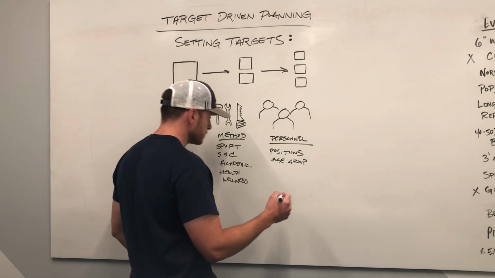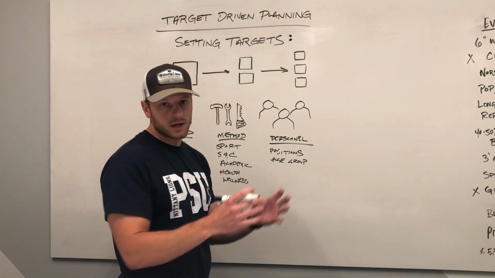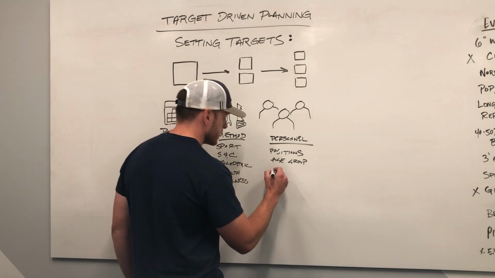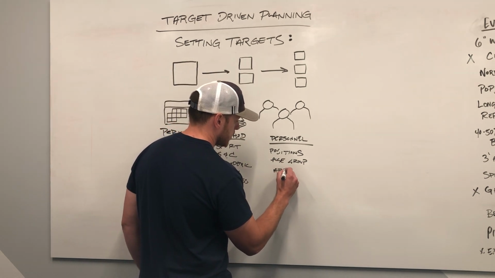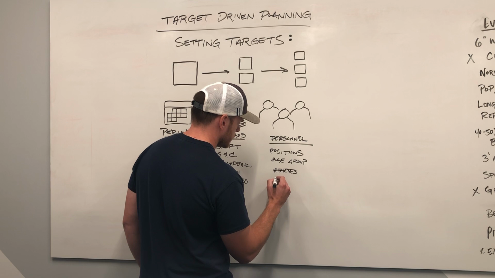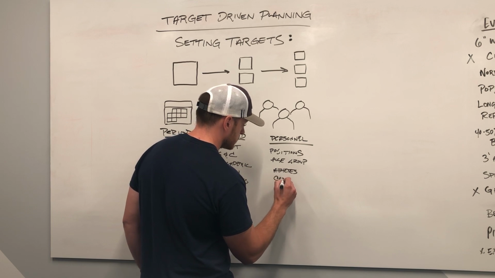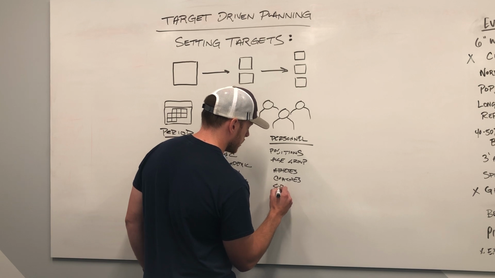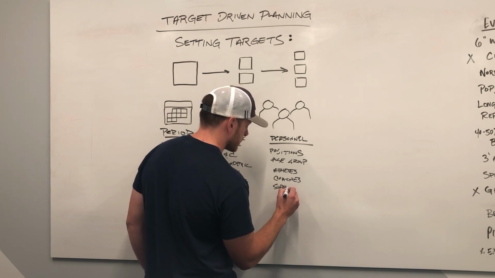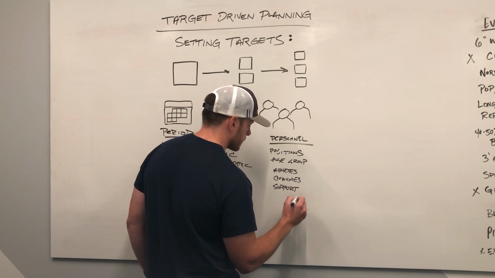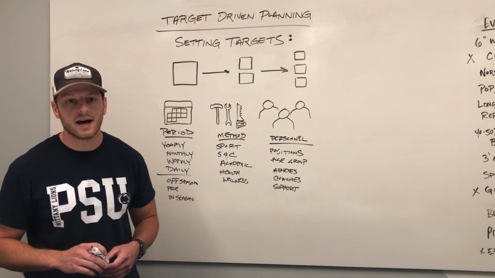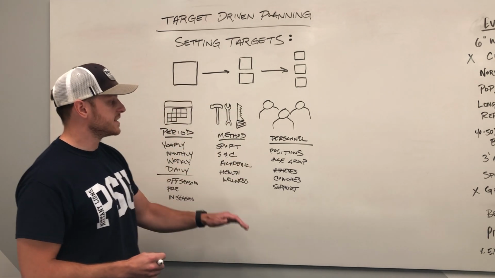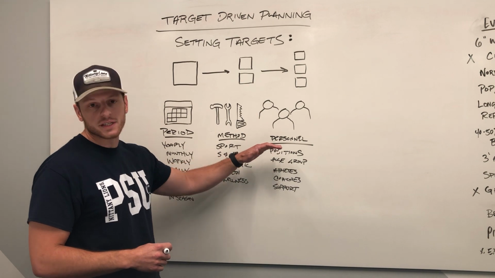You can also think of personnel throughout your entire program. So we can go athletes, we can go coaches, general support staff as well, so strength coaches, athletic trainers, academic advisors, anything like that. You can break things down and set targets by personnel as well.